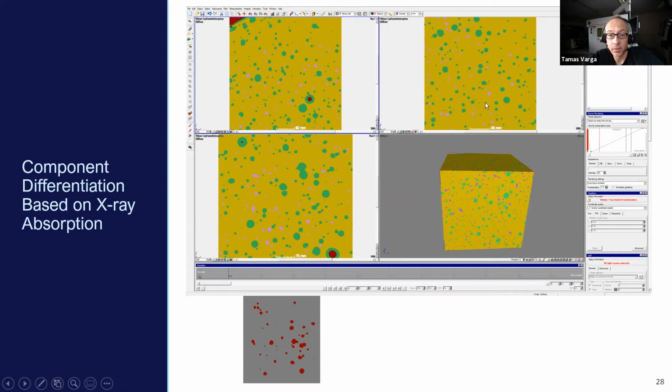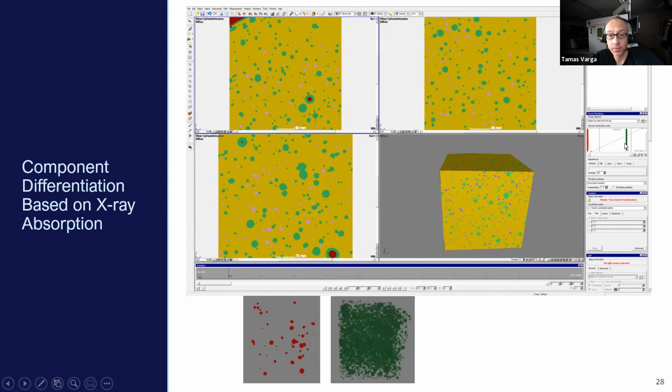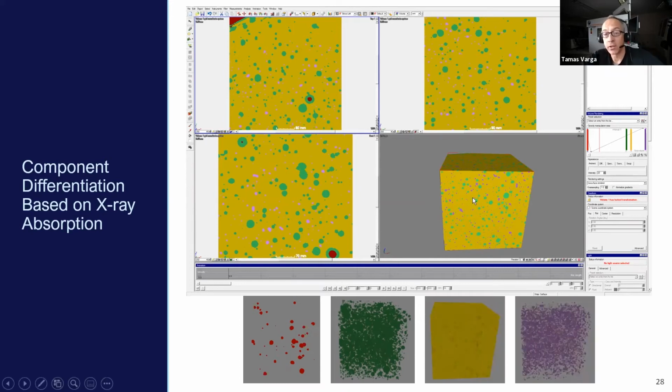If you go next, the green phase is the polymer in this case, somewhat higher density. As you move further to the right, you get the cement matrix. And then we also have this highest density mineral inclusions, probably metal containing oxides in this volume. And so basically these 4 components make up the whole volume. And once you separate them this way, you can visualize them and do volumetric measurements on each component.